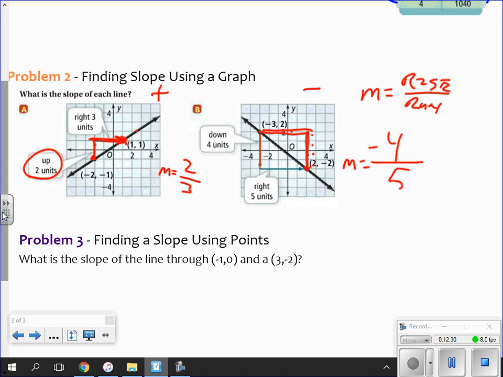Slopes are always fractions or whole numbers. No decimals, no mixed numbers. You do not say, oh, that's 4/5, that's 0.8. No, you do not say the slope is 0.8. When you're figuring out slope, you have it as a fraction, either improper or as a whole number. No mixed numbers. You do not have a slope of 1.5. That's not what we do. That's not how you do it. Okay? Questions so far?